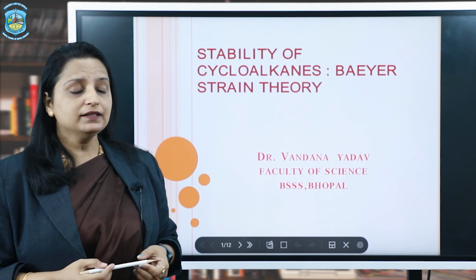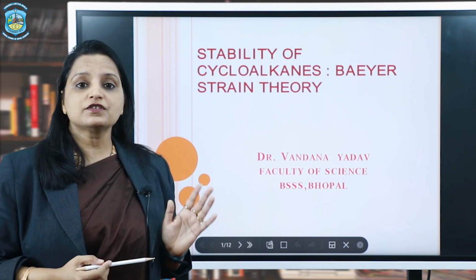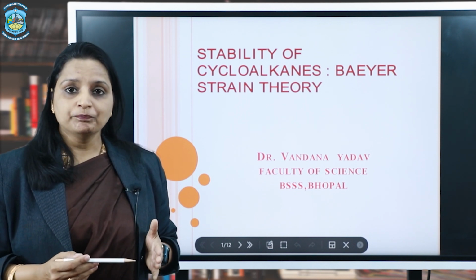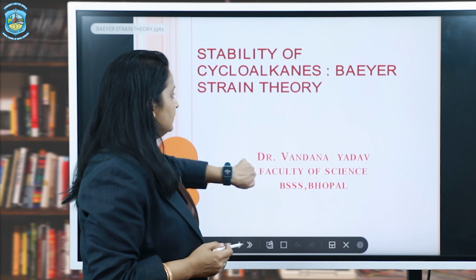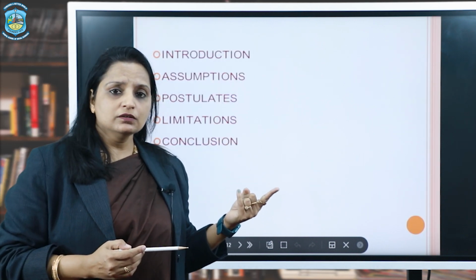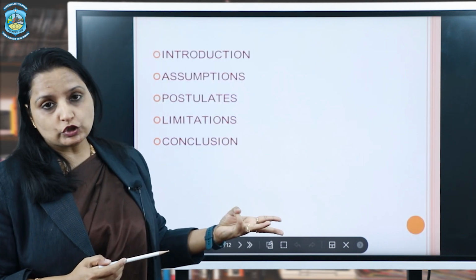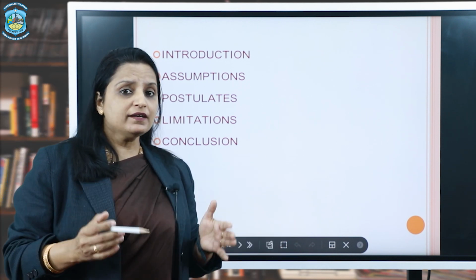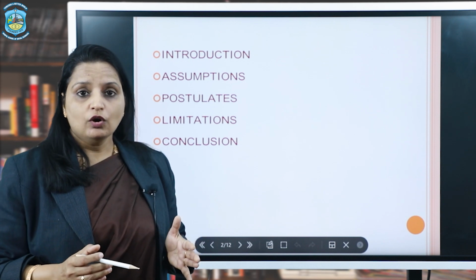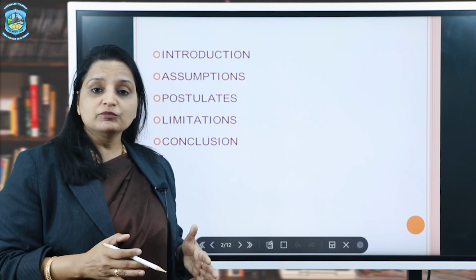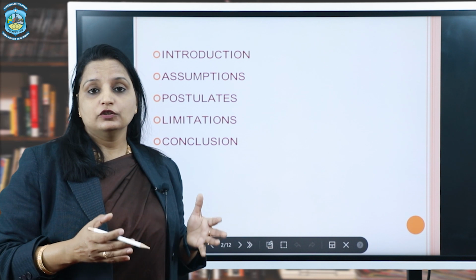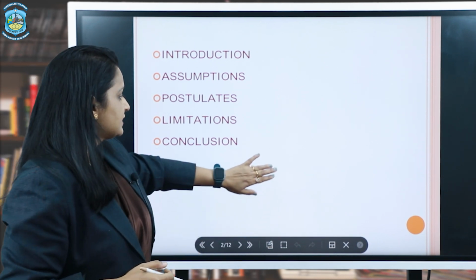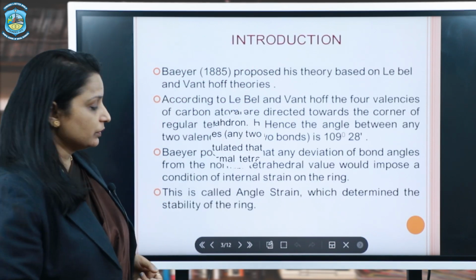Today I am here to discuss another important topic, that is stability of cycloalkanes, that is Baeyer strain theory. In this we are going to study introduction, assumptions, postulates, limitations and conclusion. Now, what is Baeyer strain theory, or what are the assumptions which were used to design Baeyer strain theory? So, let's start with Baeyer strain theory.